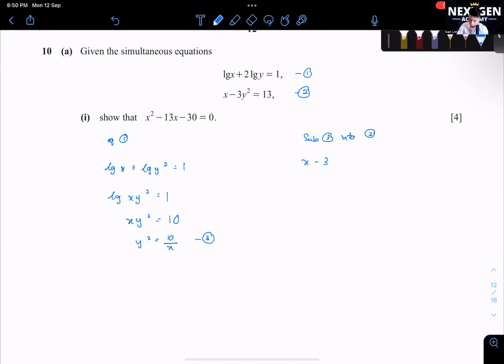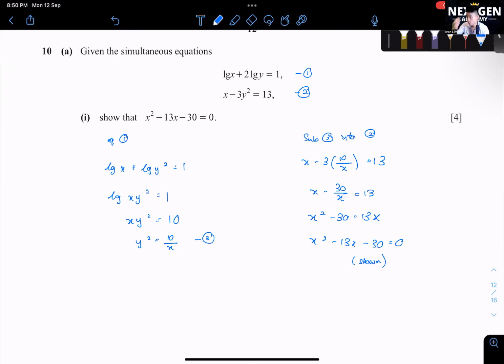So x minus 3 times 10 over x equals 13. x minus 30 over x equals 13. x squared minus 30 equals 13x. Therefore, x squared minus 13x minus 30 equals 0. Shown or proven. Remember, don't leave it empty. If you don't know how to do, just write something, then confidently write proven. Write super big. You hope the marker doesn't see that you don't know how to do.